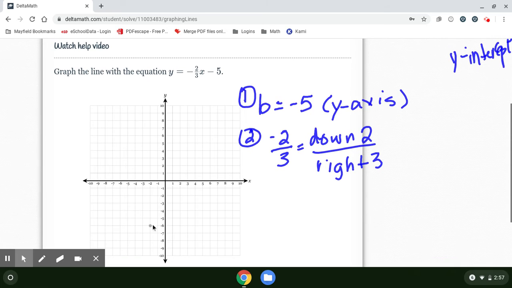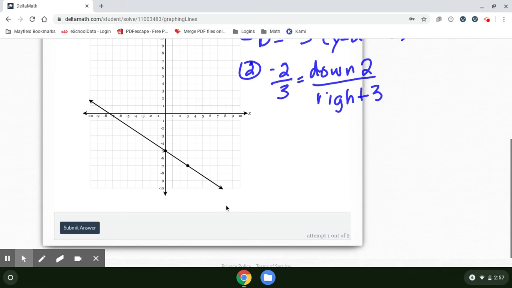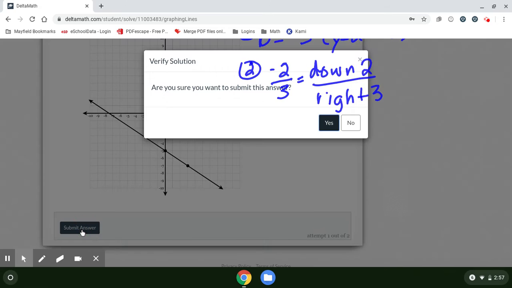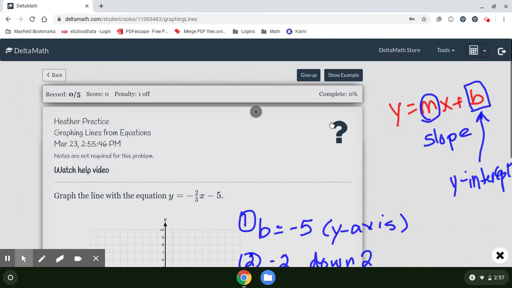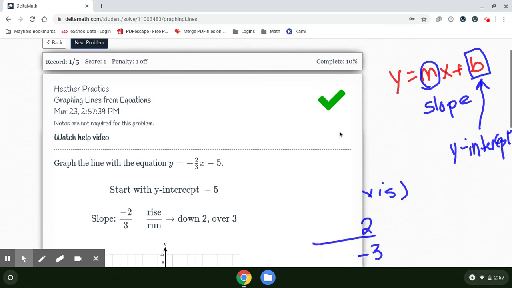So we're going to put our first point at negative 5 on the y-axis. I need to move down to negative 5. First point. I'm going to move down 2 from here. 1, 2. And then right 3. 1, 2, 3. And there's my second point. So I started at negative 5. I went down 2 and right 3. And I graphed my line. Hit submit answer. Yes. And that is correct. Okay. So we'll do one more of these.